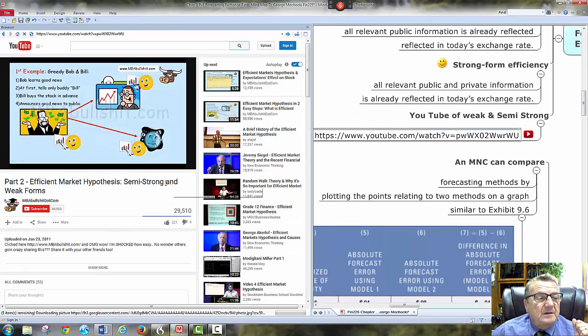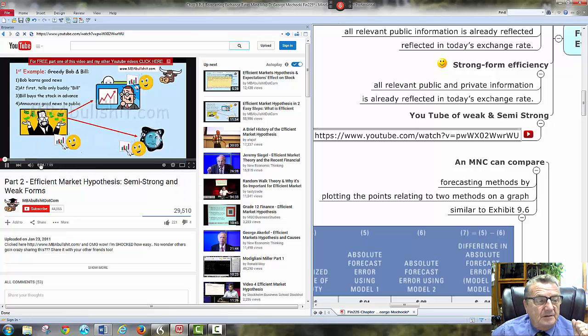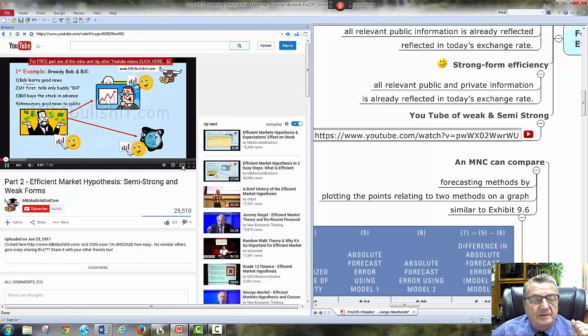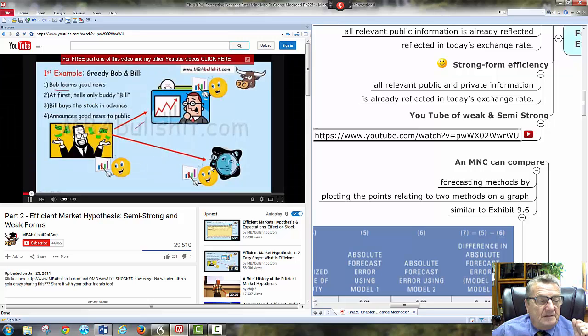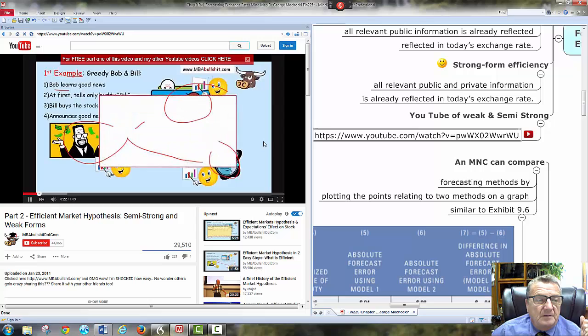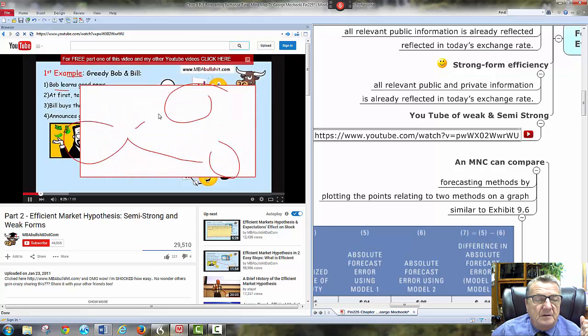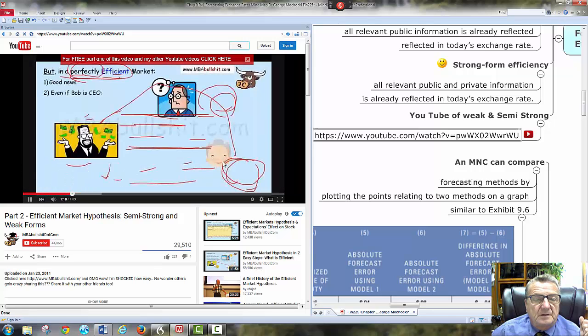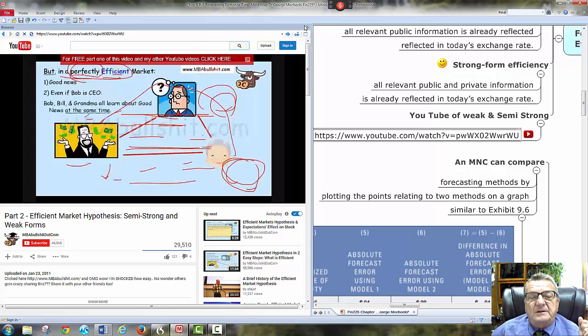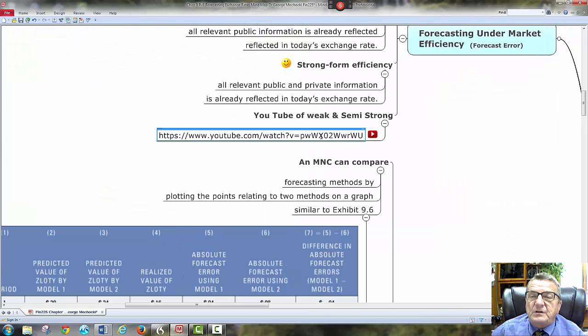Now let's go back to the first example of Greedy Bob and Bill, where Bob learned about the good news first, and then he told only his buddy Bill, and then Bill buys the stock. All right, Bob announces it to the public. He makes it real simple. In this first example, the information did not flow freely and easily, so it's not efficient. Over here, which is what we had. All right, I'm going to stop that in there. You can look at the YouTube. This is strong market efficiency. Everyone learned.